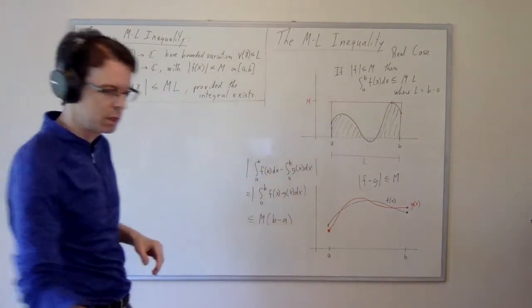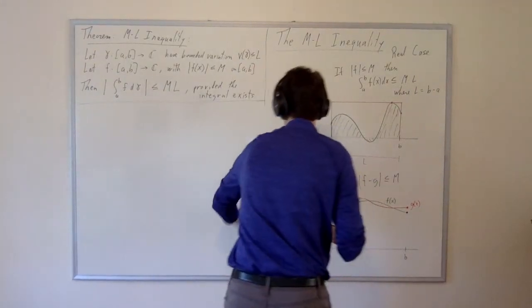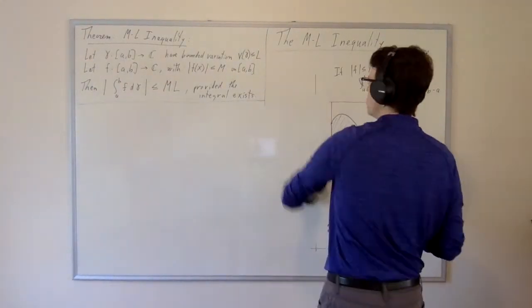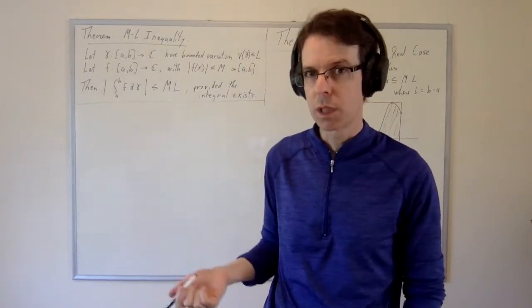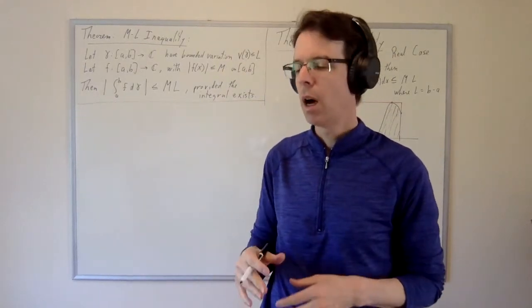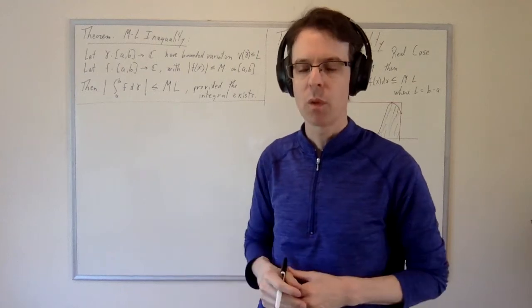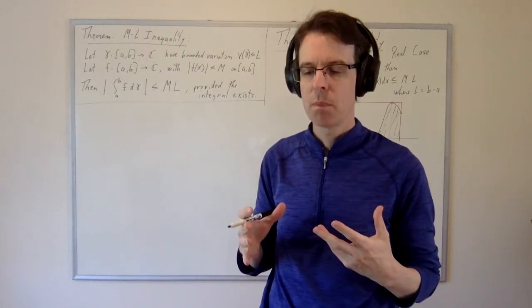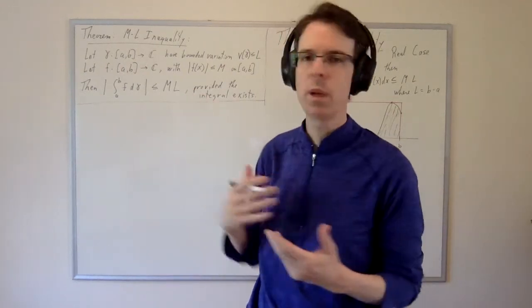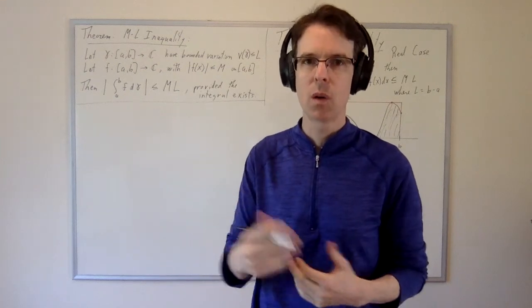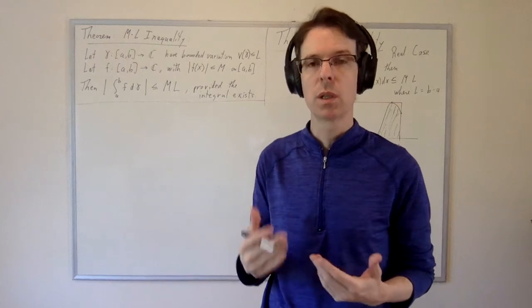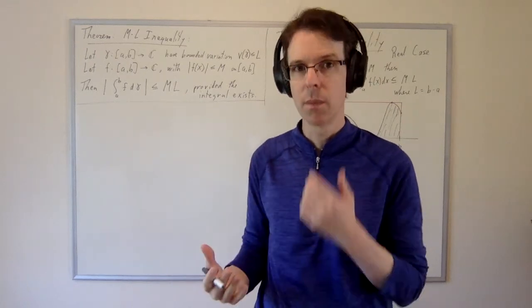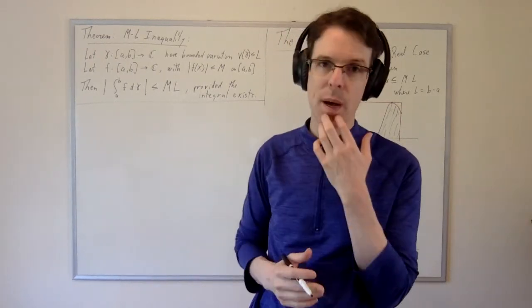Now, the proof is very, very easy. The reason it's so easy is that the integral is a limit. It's the limit as the partition norm approaches 0 of a sum, and that sum depends upon the partition. So we don't need to analyze the limit in order to prove the ML inequality, because every one of those sums inside the limit is already less than or equal to ML.